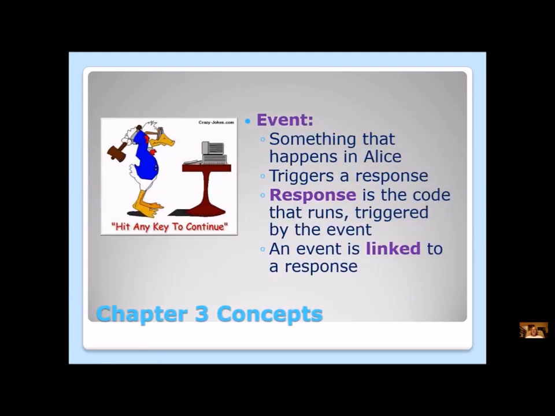An event is something that happens in Alice, and it triggers a response. A response is the code that runs. It is triggered by an event. An event is linked to a response. So that's how the computer knows which method or which code to run. You link it to the event, and we've been doing that when we created our event listener.